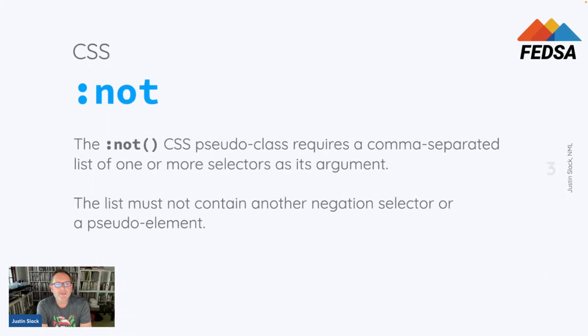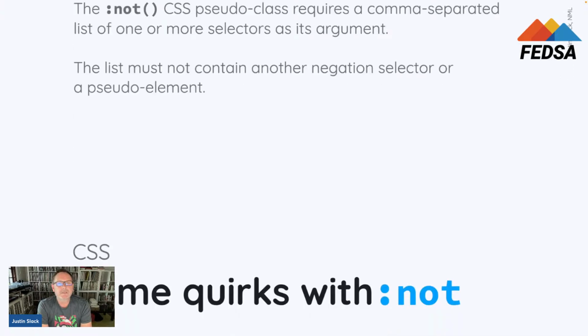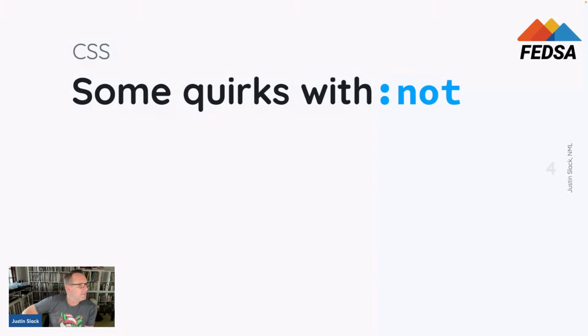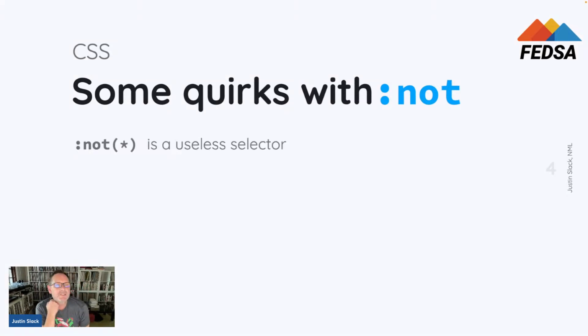:not requires a comma-separated list of one or more selectors as its argument. So we can select one item or many within that. And we can't nest :not inside :not, which makes absolute sense because one :not would cancel out another. Some things we need to bear in mind when dealing with :not. For example, :not(*) is a useless selector, because that's going to select any element which is not an element, which is obviously nonsense. An accompanying rule will never be applied.